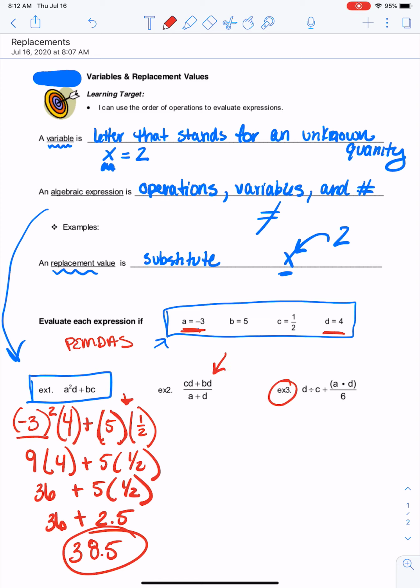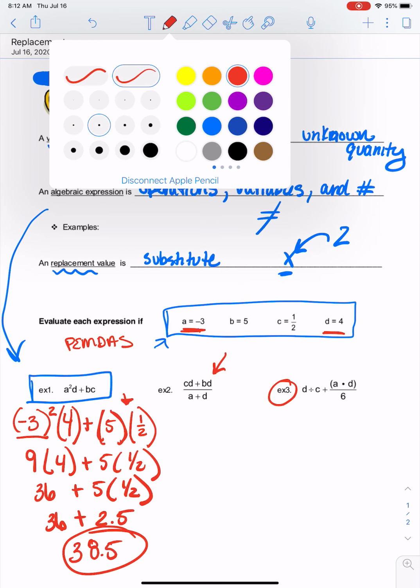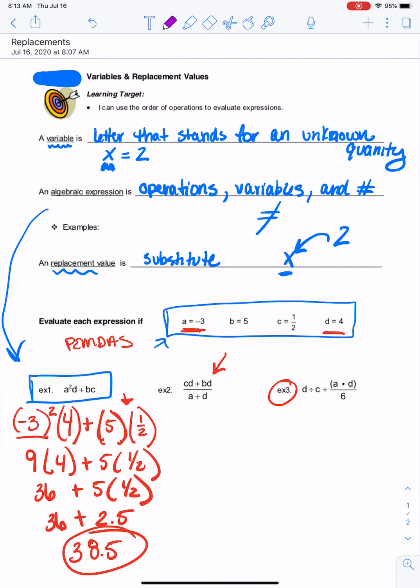I'm going to do example 3 with you and then have you try it. So for this one, I see a fraction, but I'm not going to let it freak me out just yet. I'm going to just take it one step at a time. So I'm going to replace everything. So D is 4. Remember to use those parentheses. Divided by C is 1/2. Plus, now this is already in parentheses, so A is -3 times 4 over 6.